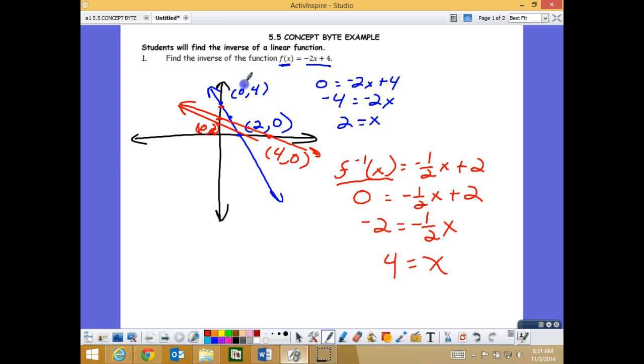So one thing you will notice, the x and the y coordinates just swapped from original to inverse. And actually, that is the only example we're going to look at. Tomorrow in class, you're going to get a ton of practice writing inverses.